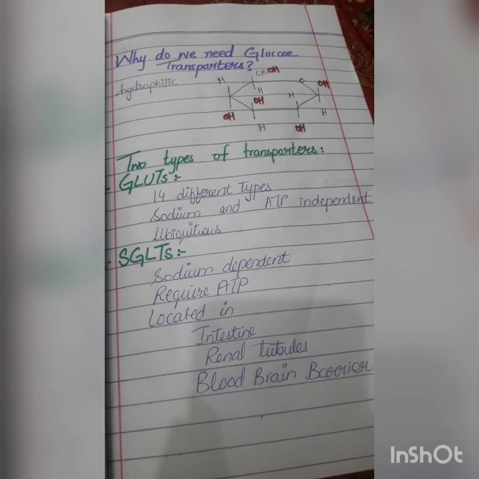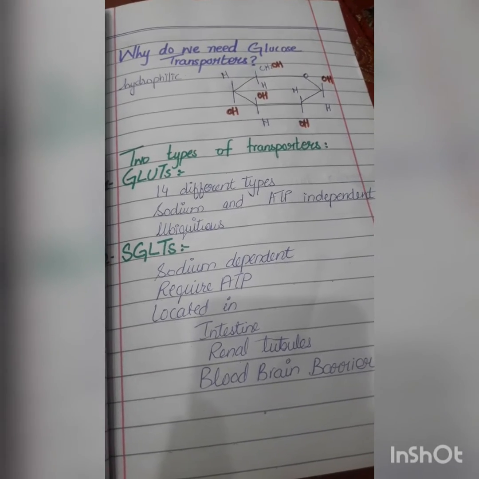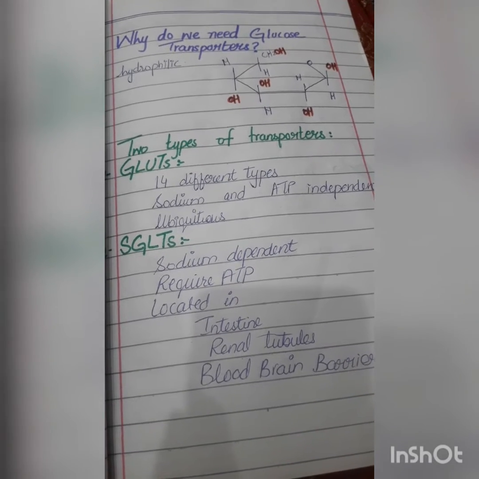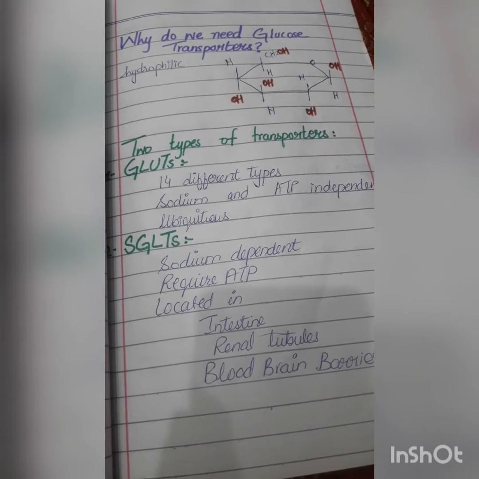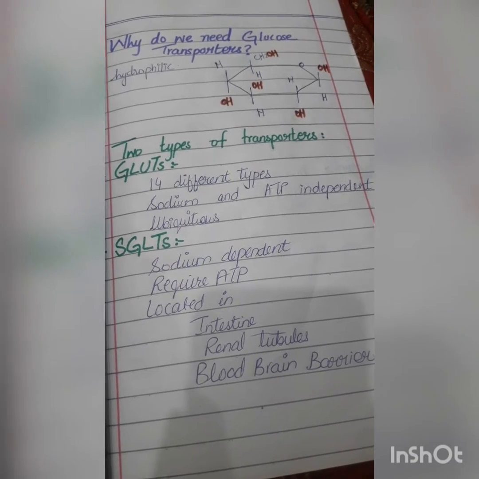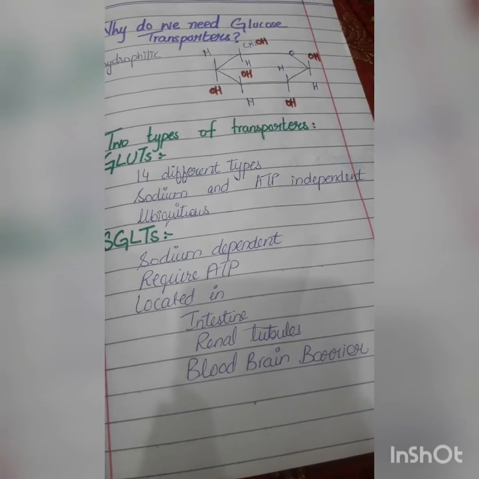They do not require sodium or ATP, and the word ubiquitous means that they are present all over the body. And sodium dependent glucose transporters are sodium and ATP dependent, and they are not ubiquitous. They are only located in the intestine, renal tubules, and blood brain barrier.